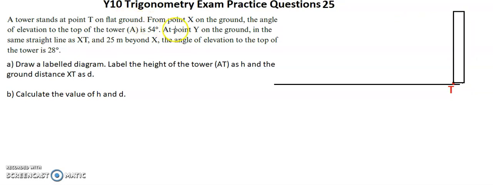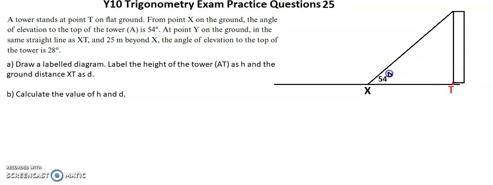Then it says from point X on the ground, so I'll make point X right here. There's an angle of elevation to the top of the tower, and that says it is 54 degrees. So we've got 54 degrees right here.